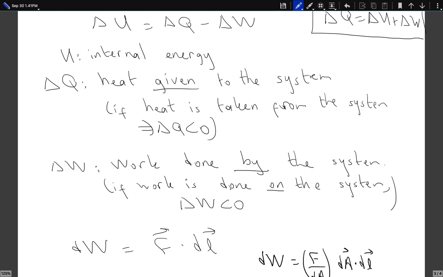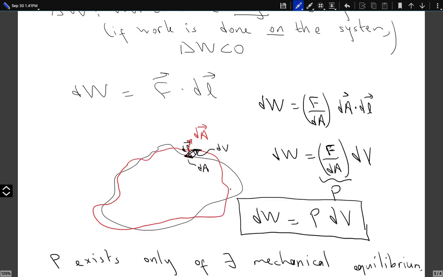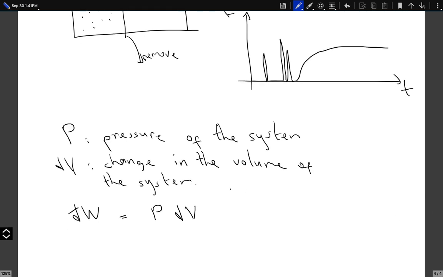Work done by the system. If the system is doing work, then dW has to be positive. That is, if I have my system at some pressure and it is expanding, pressure is positive, dV is positive. If dV is positive, dW has to be positive. So the signs are fine.